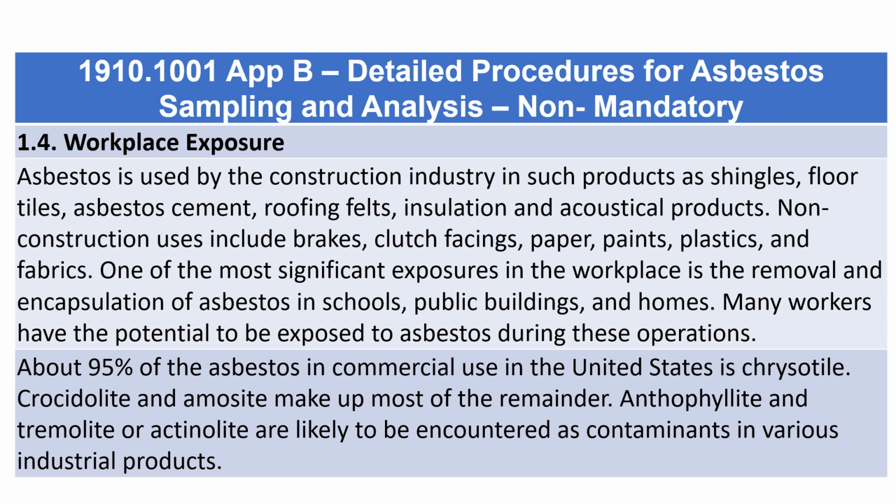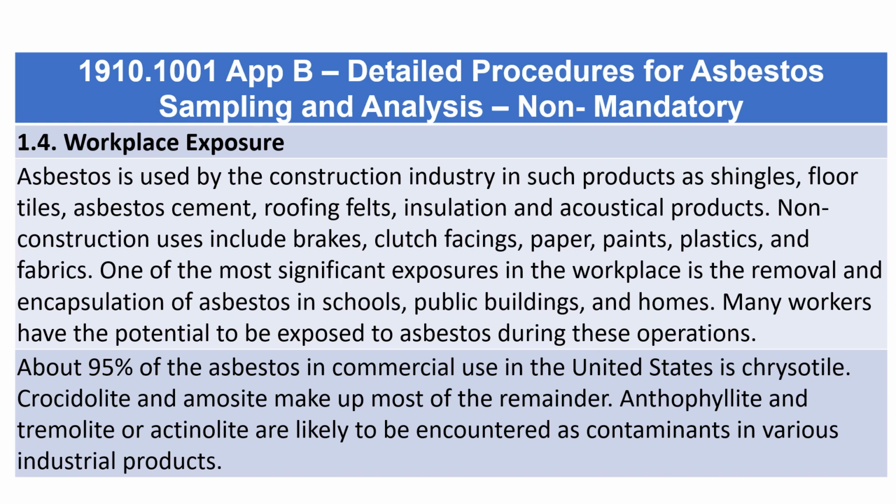1.4. Workplace exposure. Asbestos is used by the construction industry in such products as shingles, floor tiles, asbestos cement, roofing felts, insulation and acoustical products. Non-construction uses include brakes, clutch facings, paper, paints, plastics, and fabrics. One of the most significant exposures in the workplace is the removal and encapsulation of asbestos in schools, public buildings, and homes. Many workers have the potential to be exposed to asbestos during these operations.